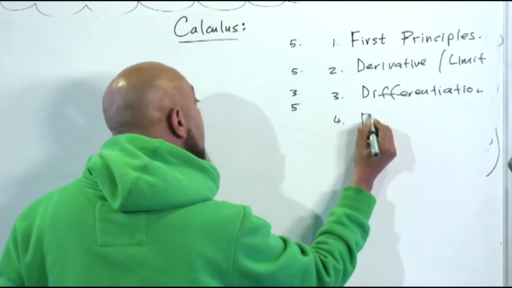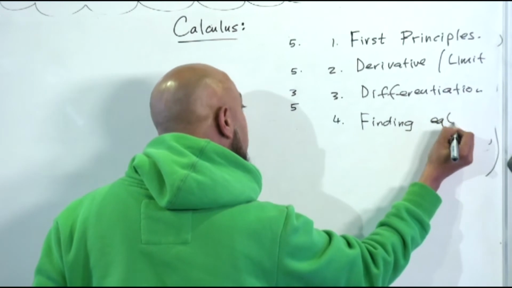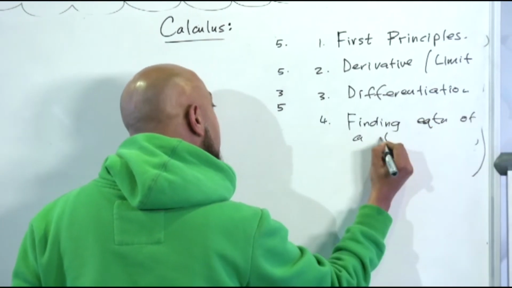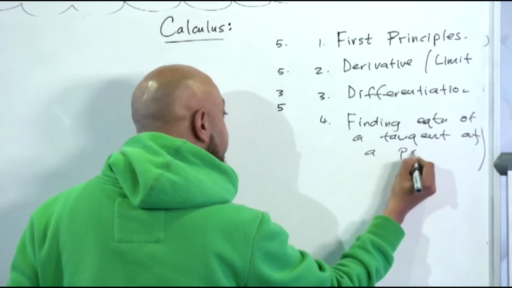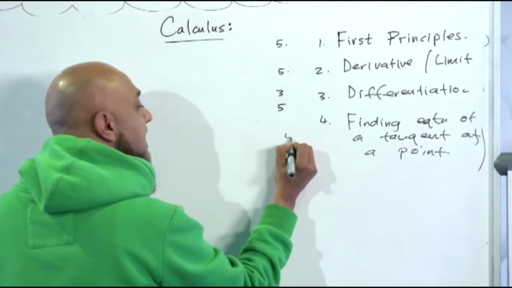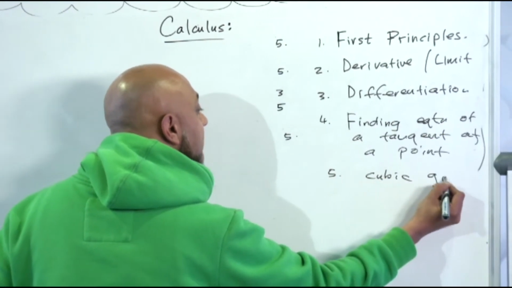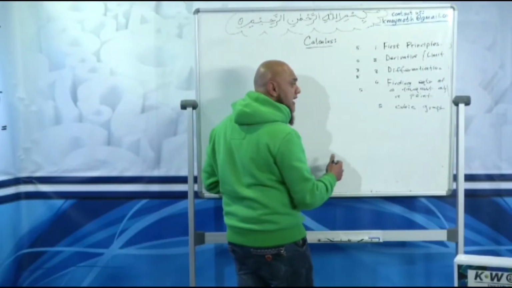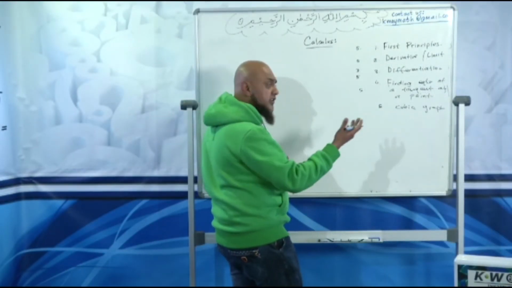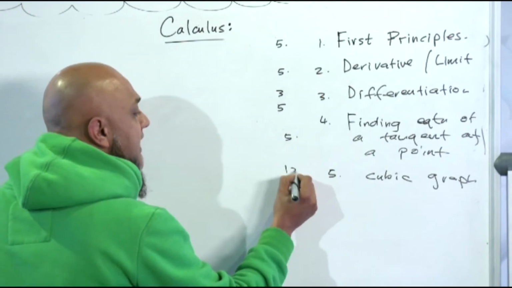Then you've got finding the equation of a tangent at a point, and that's going to be another 5 marks. Then we've got the cubic graph that is giving everybody nightmares. But don't worry, we've got some simplified ways to show you how to sketch and how to determine equations of the cubic graph. So the cubic graph, let's call it another 12 marks.